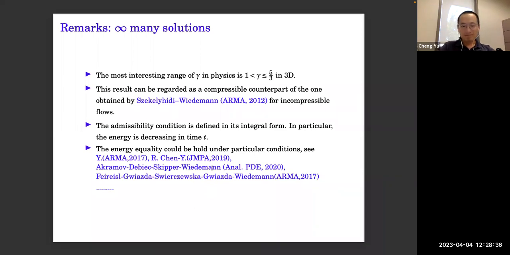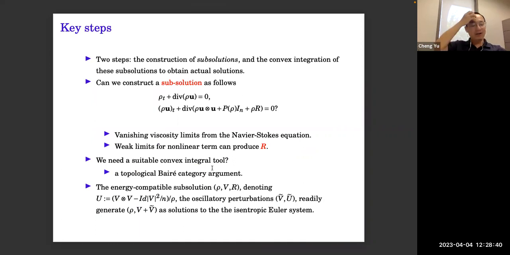Okay, so now let me talk about our key steps to prove our main result. There are two key steps, which are similar to the previous problems of this kind. The first step is to construct the subsolution and then apply the convex integration to the subsolution to obtain the actual solution to the compressible Euler equations. Here, constructing a subsolution means constructing a weak solution for this system. Particularly here we need R to be a strictly positive symmetric matrix.